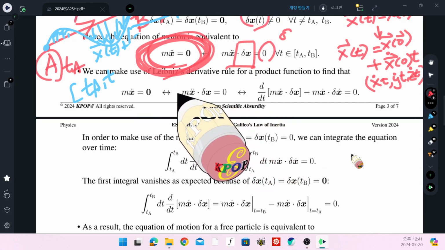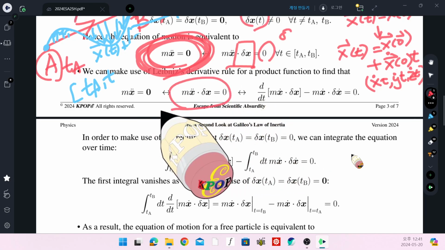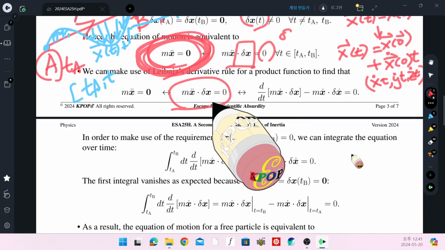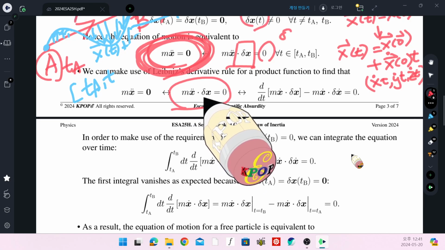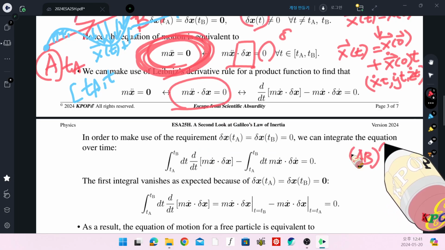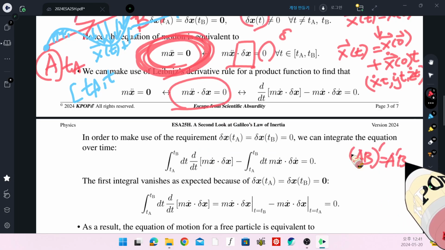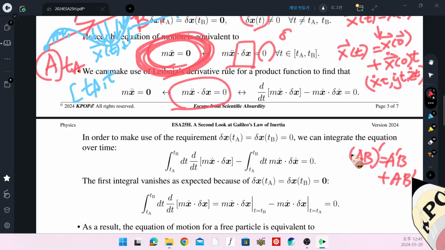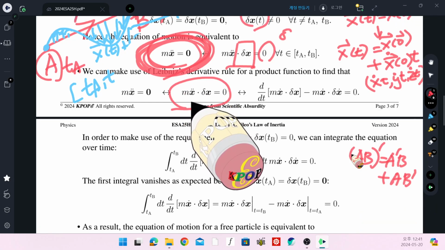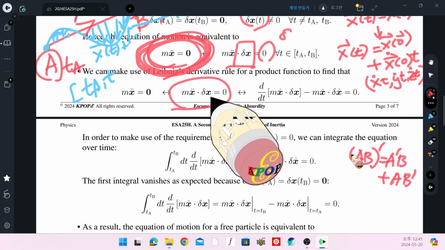Therefore, we go one more step. Let's go further. Just make use of the Leibniz rule for the derivative of a product function. Similarly to the Leibniz rule, the derivative of a product is the derivative of the first times the second plus the first times the derivative of the second, and their sum. I have mass times acceleration and the variation.